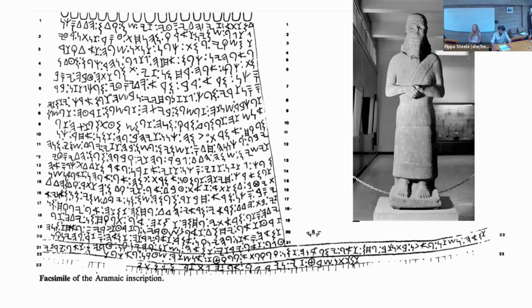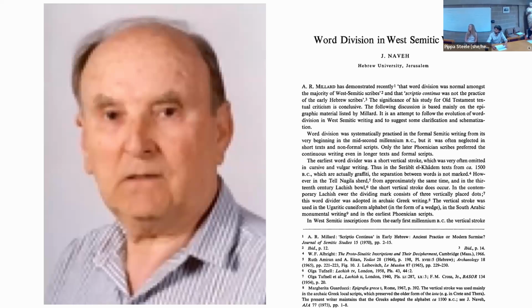Following up on that, Joseph Naveh then wrote a brief note arguing that actually word dividers co-evolved with alphabetic writing itself. And he suggested that the reason that the word division was absent from certain texts was not a question of history of technology that hadn't been developed yet, but related to different genres or literary registers or writing styles.